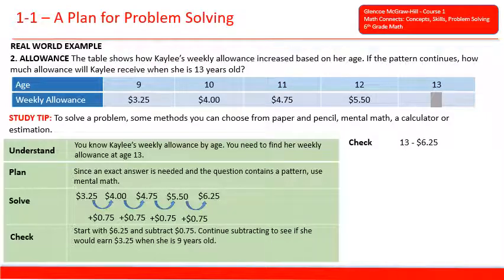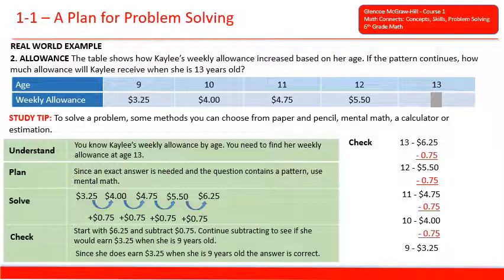So we'll do 13 at $6.25 minus 75 cents. That gives us $5.50. Minus 75 is $4.75. Minus 75 cents is $4. Minus 75 cents is $3.25 at age 9. Since she does earn $3.25 when she is 9 years old, the answer is correct. So $6.25. Does that make sense? I know I kind of didn't go into detail about the check. Hopefully that's good.